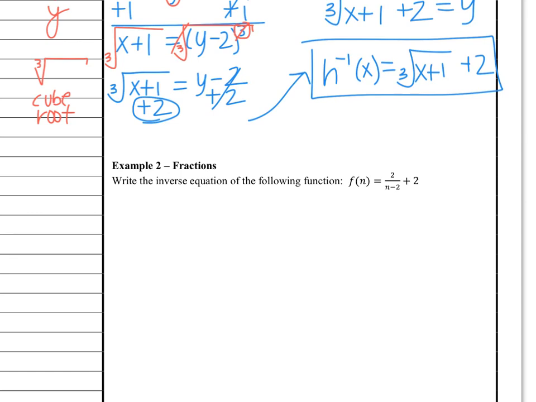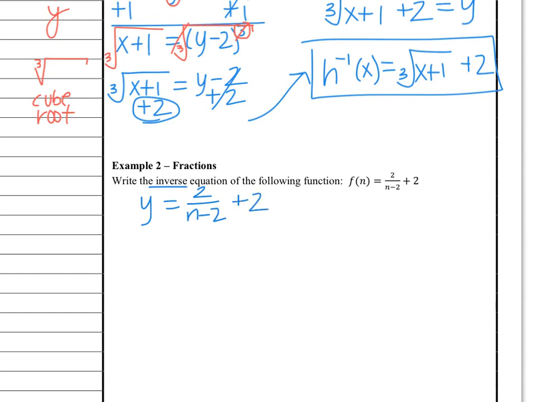So now we're going to get into some fraction equations. So write the inverse of the equation. That always means switch x and y. So I'm going to start by rewriting it as y equals 2 over n minus 2, plus 2.